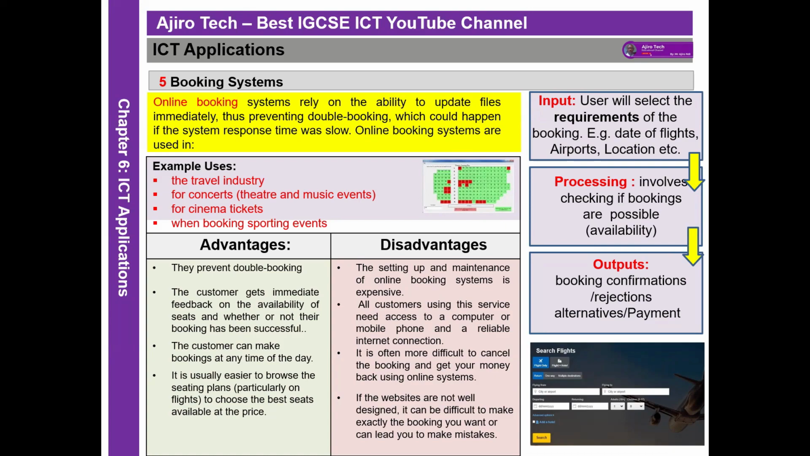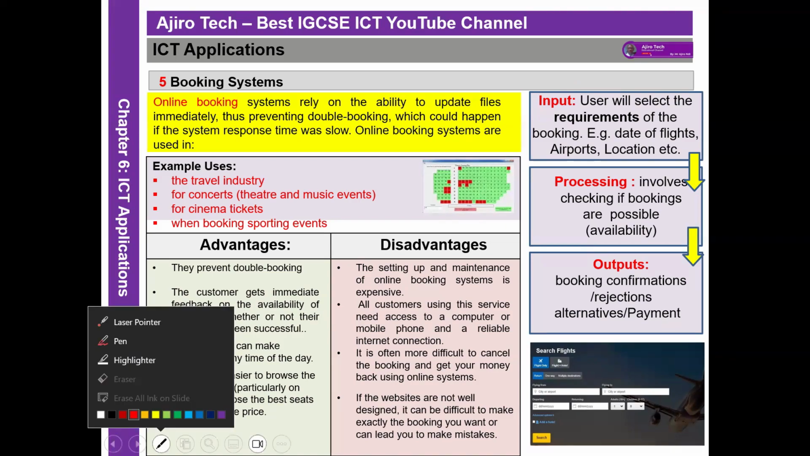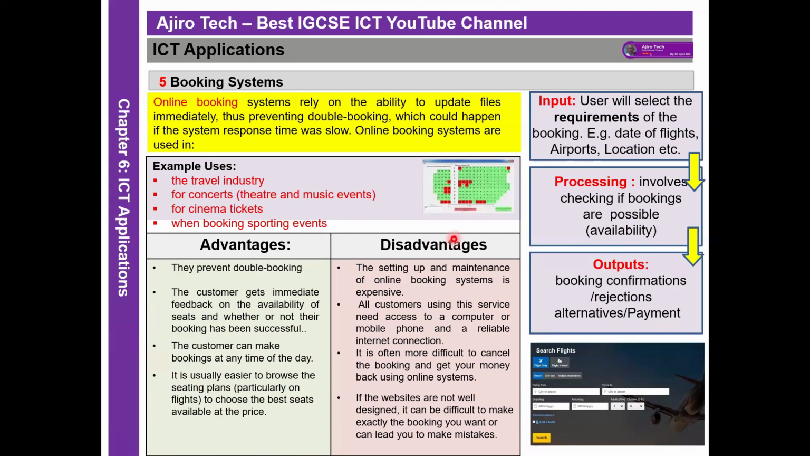But right here, I want to talk about this. Let me just get my laser pointer. We want to talk about how this works, right? So we'll start with the inputs. Now for input, this is a good example. You go to a website. There are so many of them: Qatar Airways, Air Peace, Emirates.